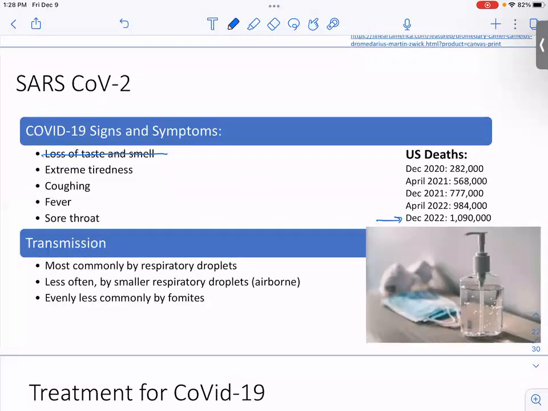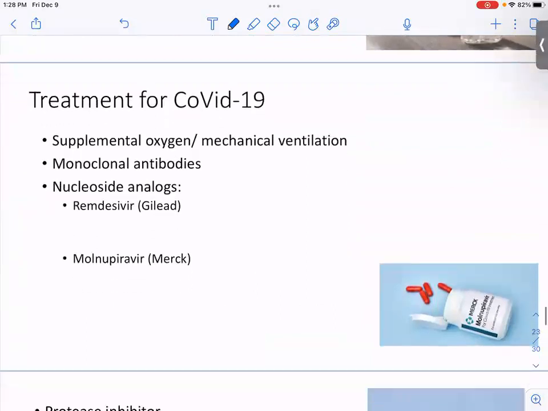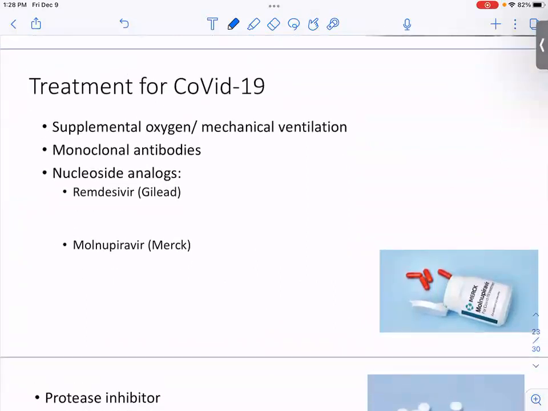The symptoms: tiredness, coughing, sore throat, transmitted by respiratory droplets. So wearing a mask really cuts down on the transmission of that quite a bit. It has the potential to be airborne, has the potential to be passed on fomites, but that's not very common, we think. Let's talk about treatment though. We've already talked about the vaccine, so I won't go into that.